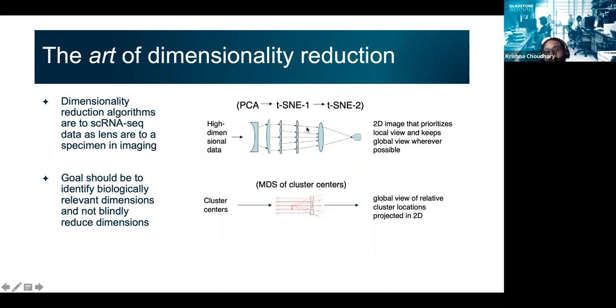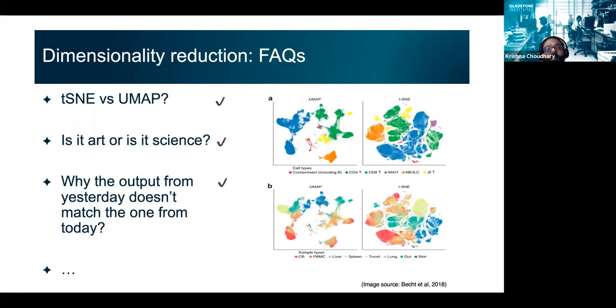And we can apply these algorithms, and just like we would have multiple lenses in microscopy, we might want to have multiple such steps of these algorithms to get us the kind of view we want to get of the data. And that's the art of dimensionality reduction.